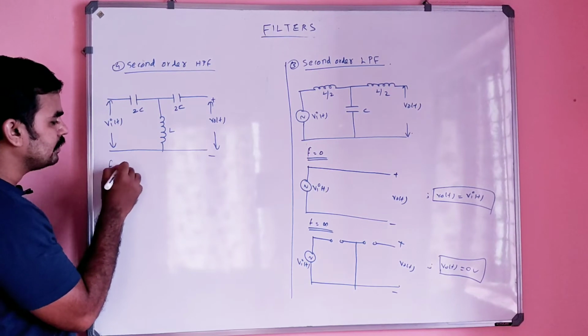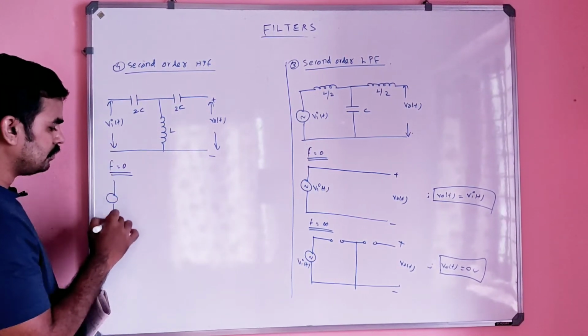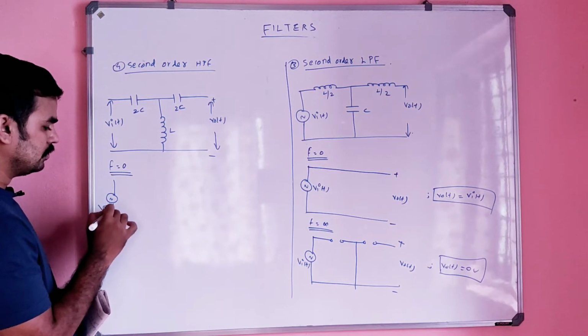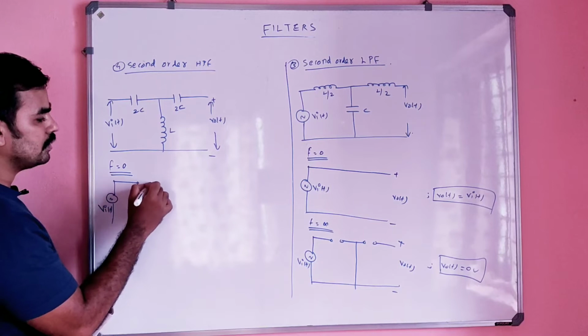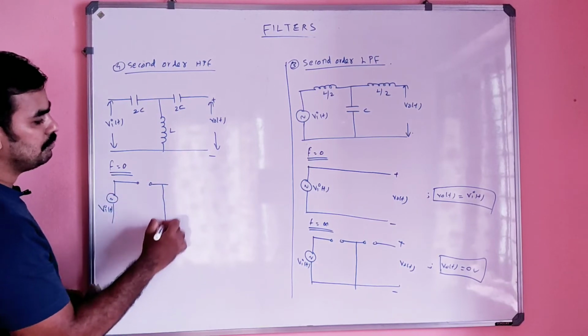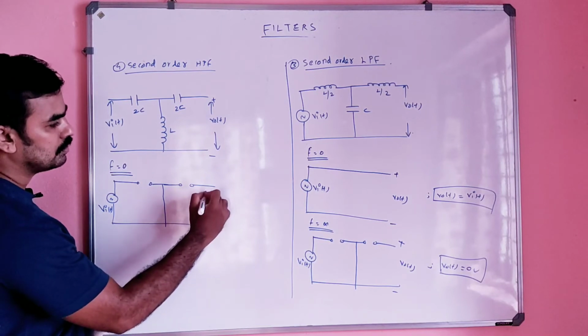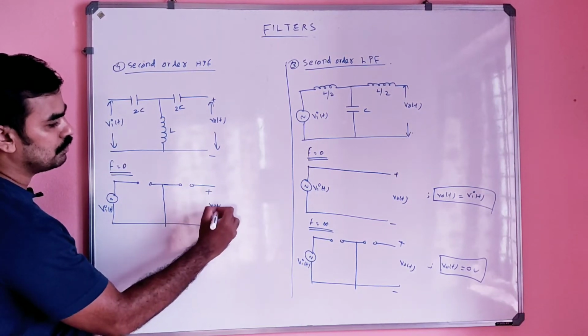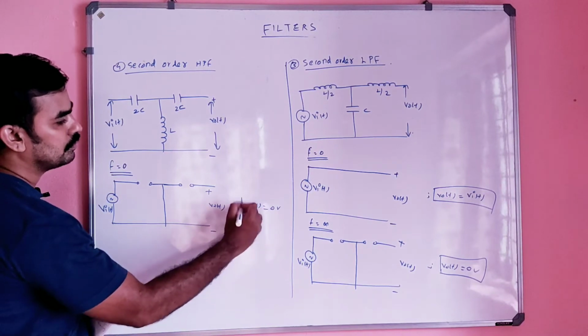And let's check for f is equal to 0. But f is equal to 0 means, for V of t, the capacitor will be open circuit, right? And the inductor will be short circuit, right? It will be also open circuit. So this will be V0 of t, or V0 of t is nothing but 0.